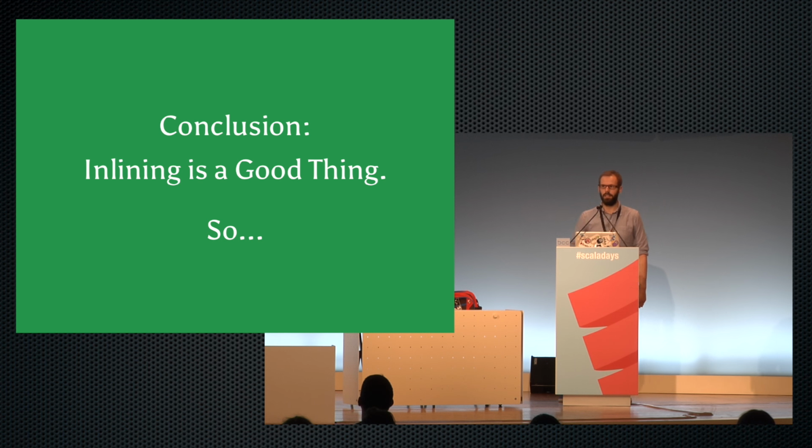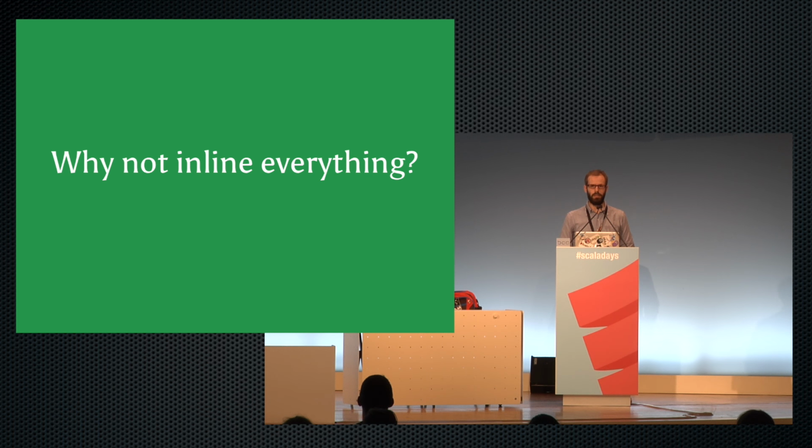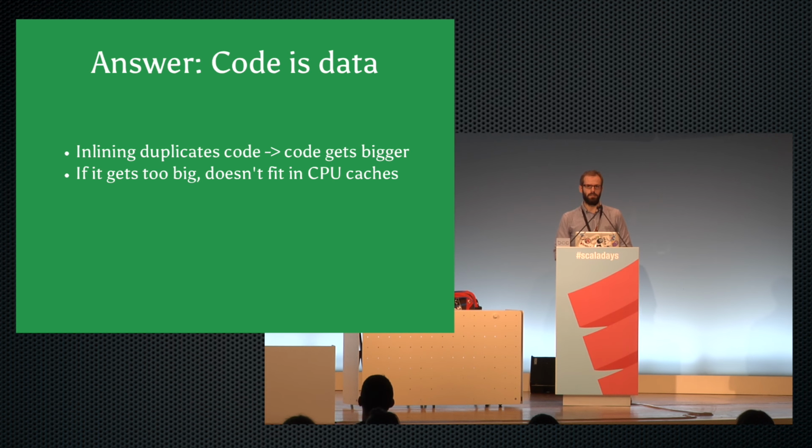So it looks like inlining is quite a good thing. So the big question, obviously, is why not inline everything? Why don't we just inline a whole program into one huge function and then optimize it like crazy? And the answer is that code is data. So every time you inline a function into multiple call sites, it's a duplication of code. Your code size will get bigger.